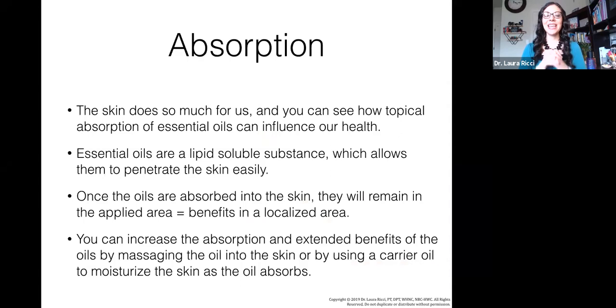Absorption. So the skin, again, does so much for us, and you can see how topical absorption of those essential oils is going to affect our health. And oils are lipid soluble. We know that they're fat, they're an oil, which allows them to penetrate the skin very easily, very quickly. And once the oils are absorbed into the skin, they're going to remain in the applied area, which means that you're going to get benefits in a localized area. You can increase the absorption, and extend the benefits of the essential oil, by massaging that oil into the skin, and then also by using a carrier oil.